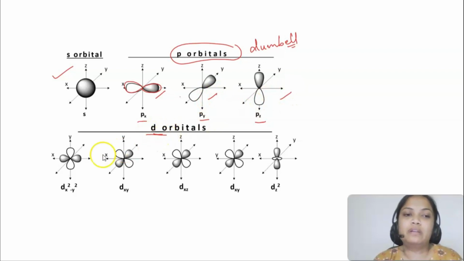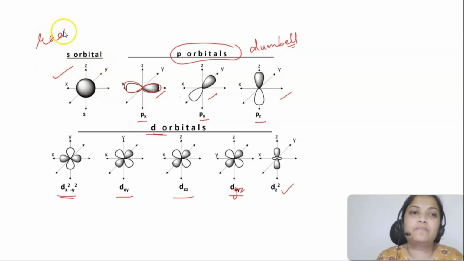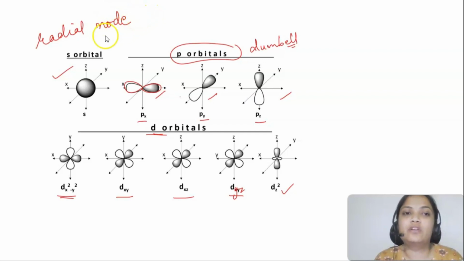And for d orbitals we have double dumbbell shape. So here you can see this is dx square minus y square, dxy, xz, yz, and then d z square. So these are the different shapes of the orbitals. So in s orbital there were radial nodes. Okay, now radial nodes means where the probability of finding the electron is 0. So for ns orbital we have n minus 1 radial nodes.